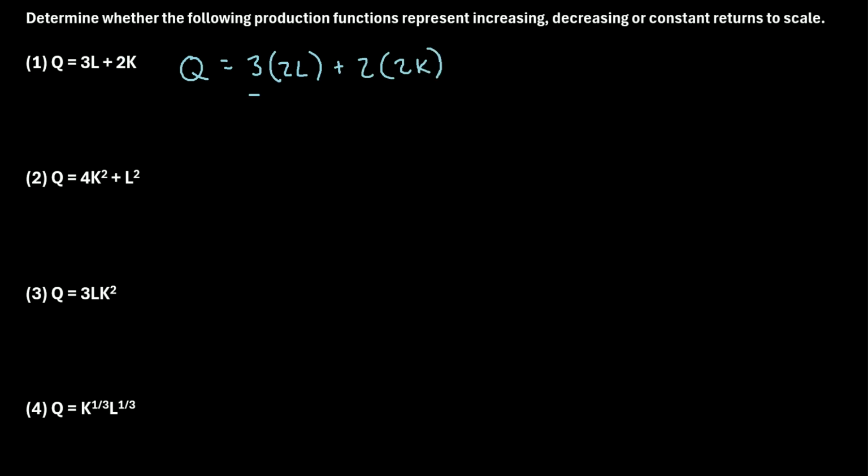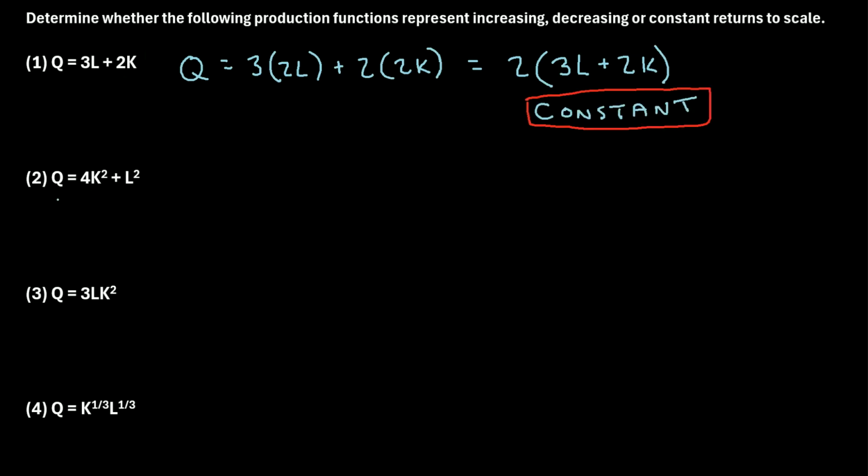Now what we'll notice is that in both of these terms, we can factor out a 2. So if we do that, we get 2 times, and we would be left with 3L plus 2K. Now notice that this quantity right here, 3L plus 2K, is the same as our original production function. So when we double our inputs for labor and capital, what we end up with is 2 times the original quantity. In other words, when we doubled our inputs, we exactly doubled our outputs. So we ended up with 2 times this original Q. So because we doubled our inputs and we exactly doubled our output, we would say that this production function represents constant returns to scale.